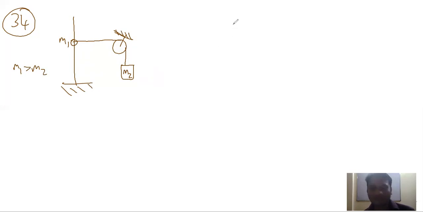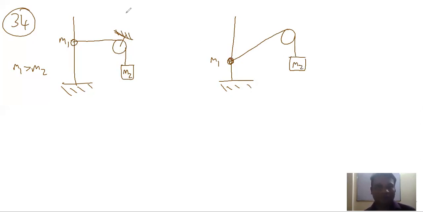So after some time, the diagram will be something like this. The ring, M1, would have moved down, and this string would be something like this. This is the pulley, and this is our M2 block. This is the new diagram. Let us consider the velocity of the M1 mass as V1 and the velocity of the M2 mass as V2.